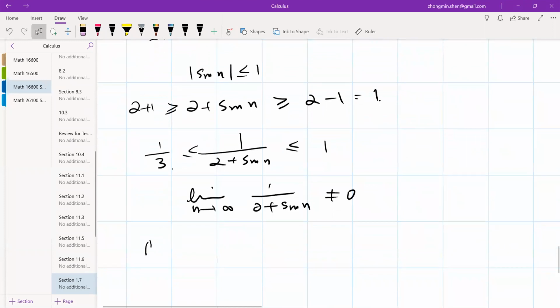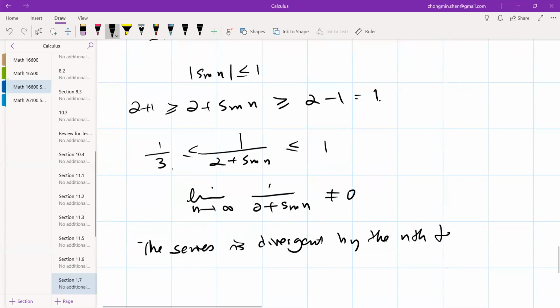So the series is divergent by the nth term test. You should make a simple observation. First thing you have to look at: does the nth term approach 0? Otherwise, it's already divergent, so you don't need to worry too much. Just use the nth term test to prove that it's divergent.